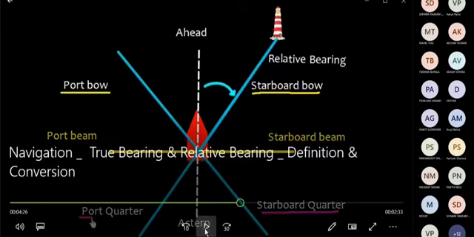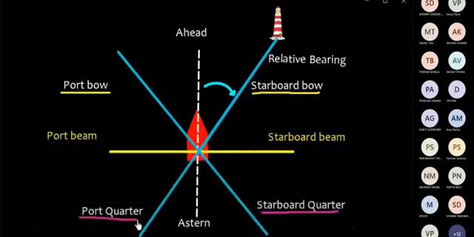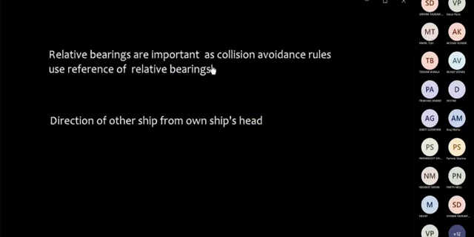Okay, great. And this is called port quarter. So relative bearings are important as collision avoidance rules use reference of relative bearing. Basically, these relative bearings are the direction of other ship from one's own ship's head.